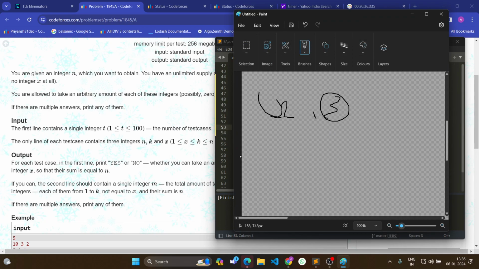So let's see the numbers we can make with 2's and 3's. So 2, 3, 4, 5, 6. Can I make 7? Yes. Can I make 8? Yes. Can I make 9? Yes. Can I make 10? So let's take two of these and two of these, so this becomes 10. Can I make 11? Yeah.